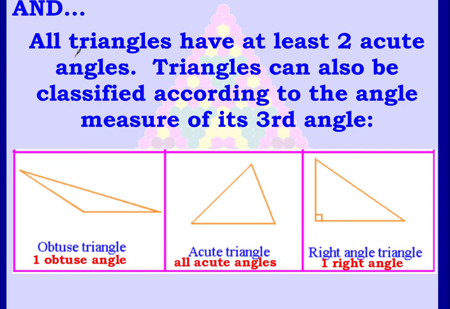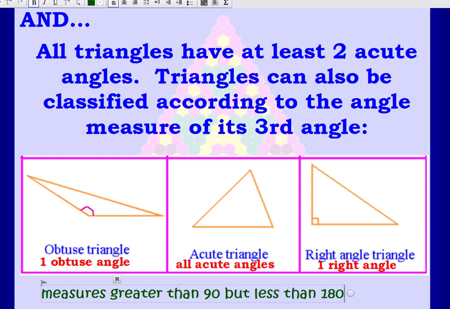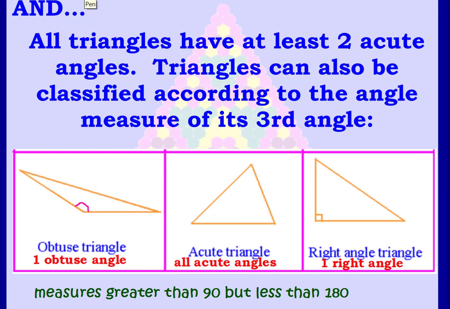And we know, or you should know, that all triangles have at least two acute angles. Triangles can also be classified according to the angle measure of its third angle. One is the obtuse triangle. This is where you have two acute angles, and then the third angle is obtuse. Now remember, what does obtuse mean? It means measures that are greater than 90 but less than 180 degrees.